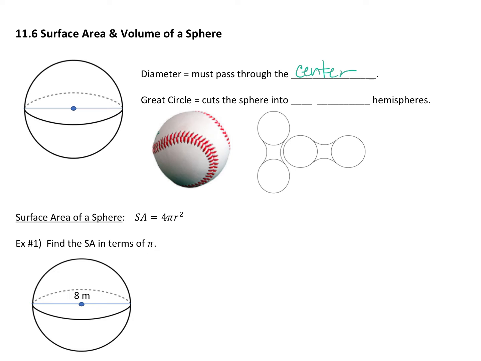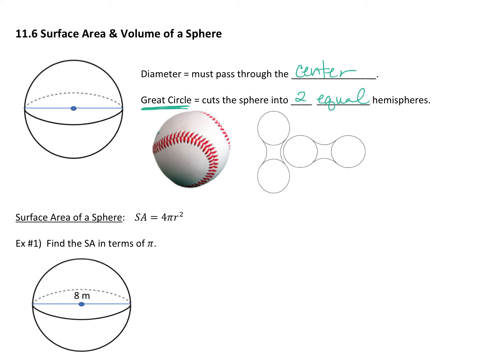With a sphere you have what's called a great circle, and the great circle is what's going to cut your sphere into two equal hemispheres, so two equal halves, all right? So two equal hemispheres.